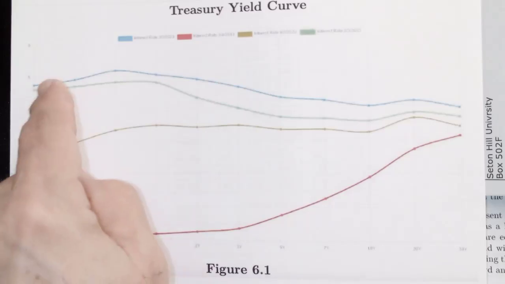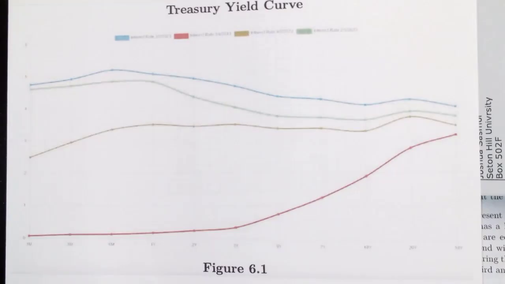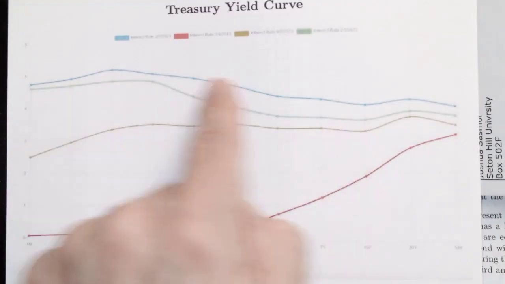We're going to call this picture, by the way, an inverted yield curve or an inverted term structure. Short-term rates are higher than long-term rates. What does this indicate in the market? Why would you do this?